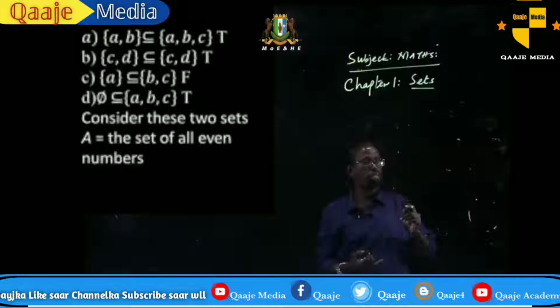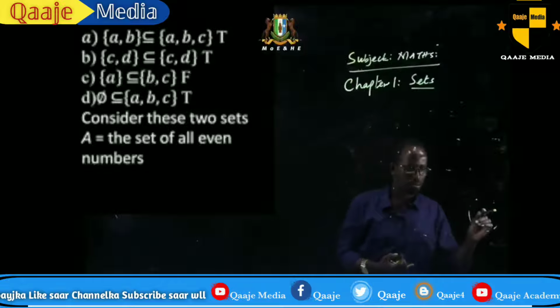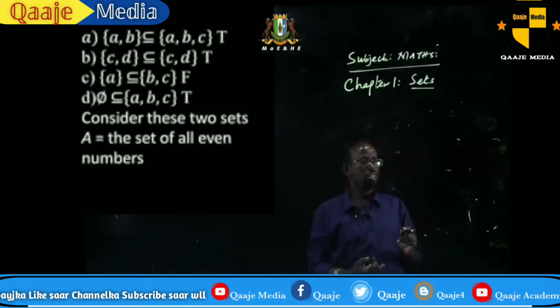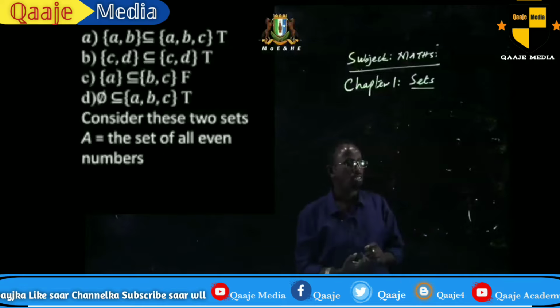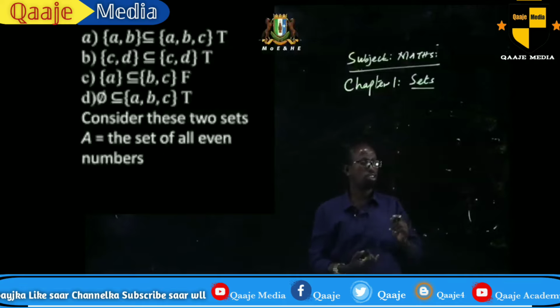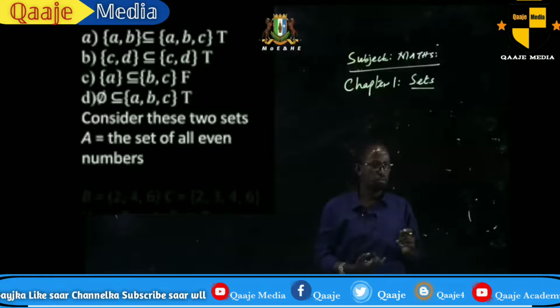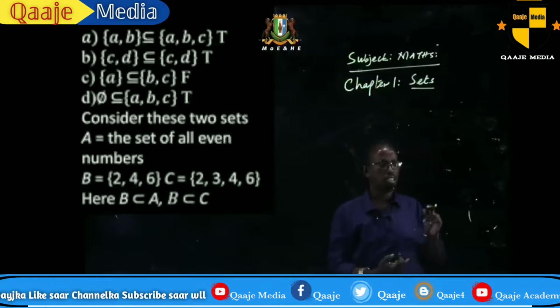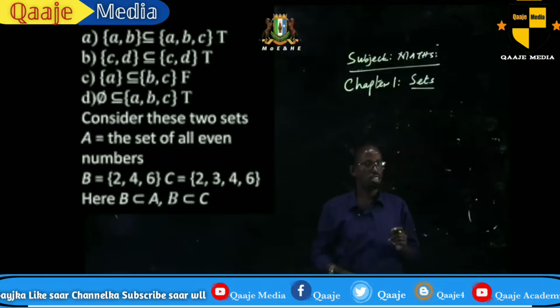So therefore {A, B} is a subset of {A, B, C}. {C, D} is also a subset of {C, D}. They are the same. That one becomes false because {A} is not a subset of {B, C}. An empty set is a subset of all sets.